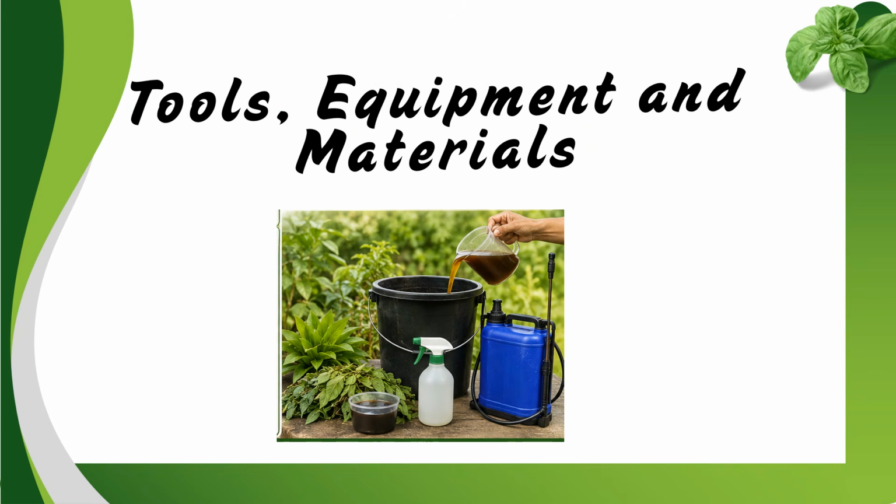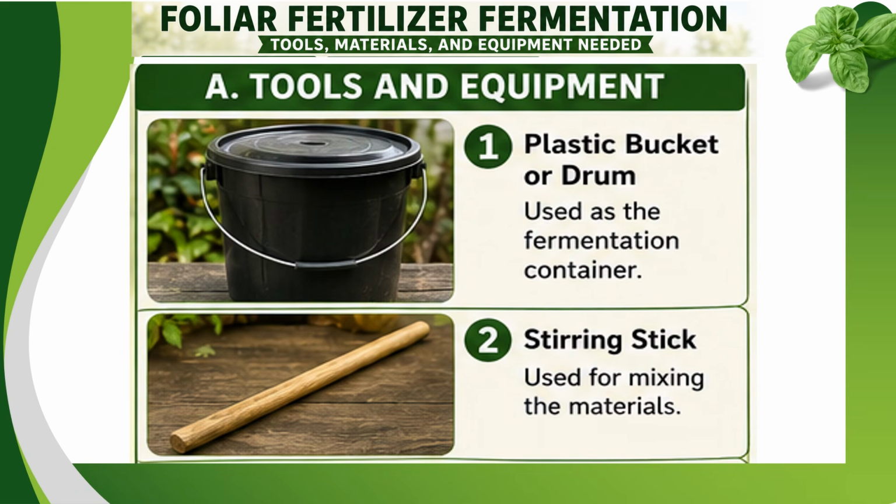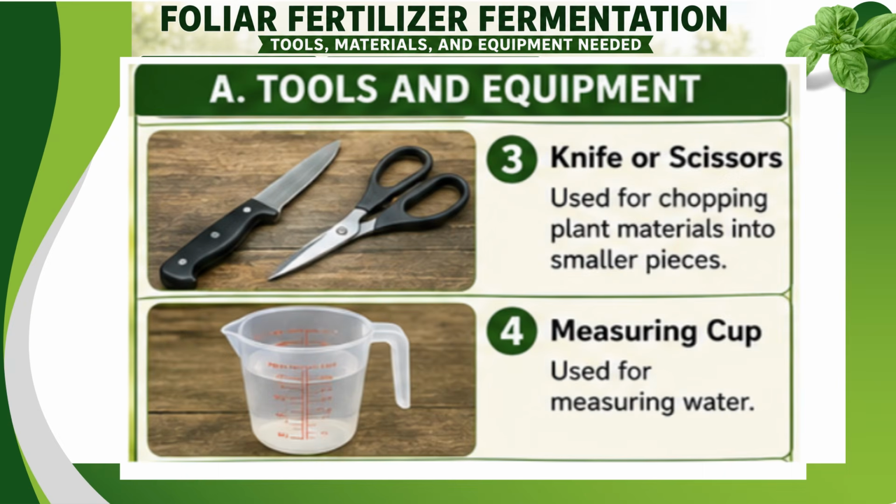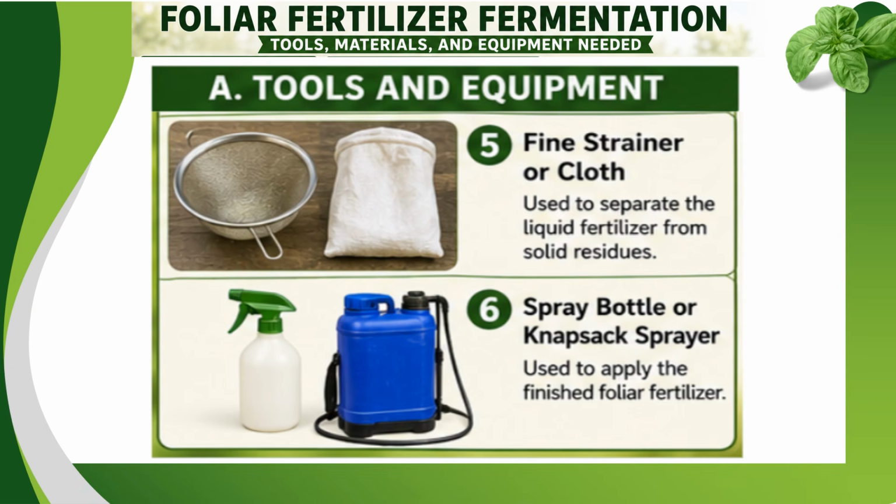Tools, equipment, and materials. Tools and equipment needed in making foliar fertilizer. 1. Plastic bucket or drum, used as fermentation container. 2. Stirring stick. 3. Knife or scissors, used for chopping plant materials into smaller pieces. 4. Measuring cup, used for measuring water. 5. Fine strainer or cloth, used to separate the liquid fertilizer from solid residues. 6. Spray bottle or knapsack sprayer, used to apply the finished foliar fertilizer.